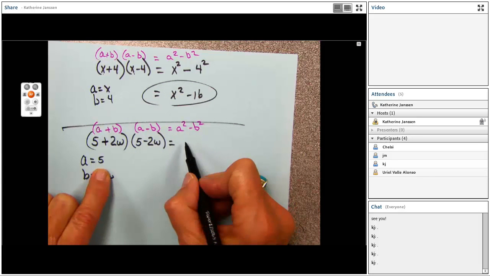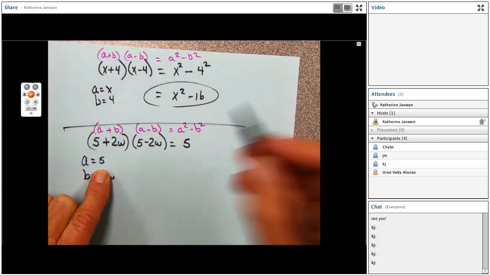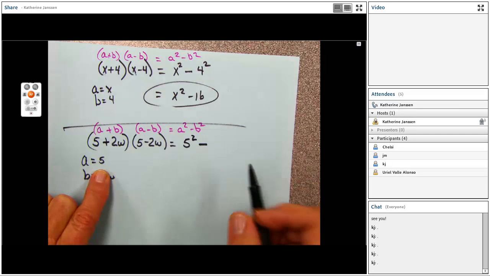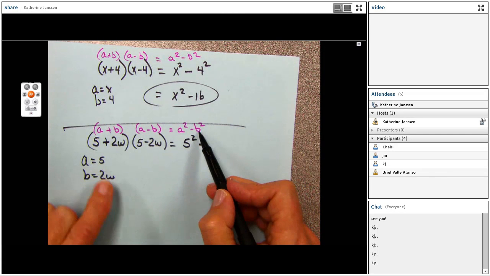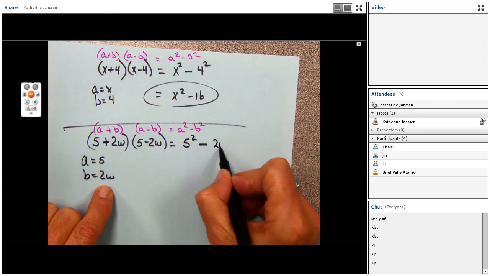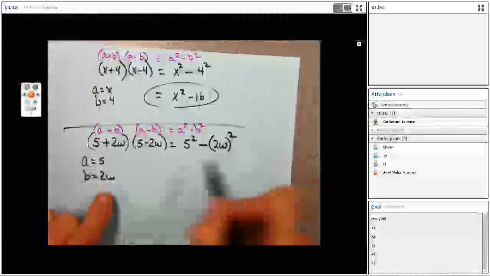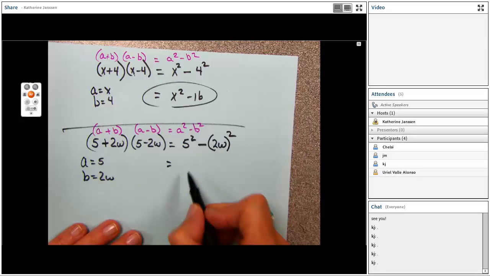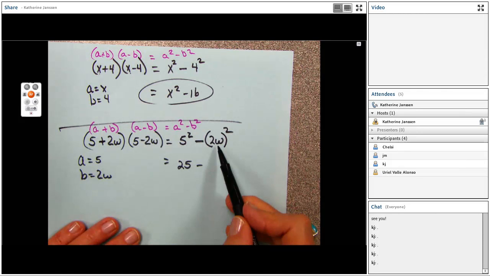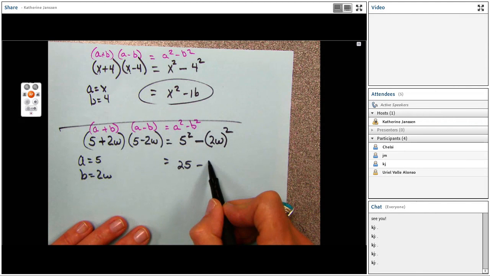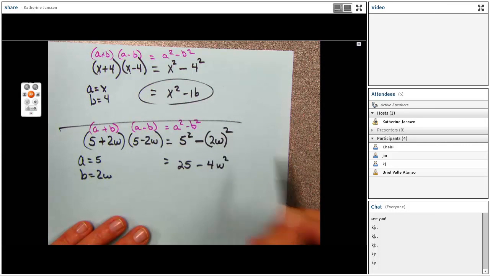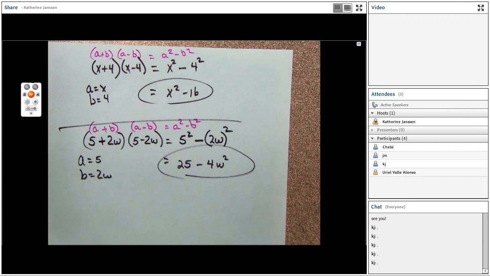I need A, which is 5 in this case, but I need to square it. Pick up your form pattern, subtraction. I need B in this case, which is 2W. I'm going to protect that, but I need to square it. 5 squared is 25, minus, and 2W squared would be 4W squared. You can check with FOIL longhand. Why? Have faith in your form.